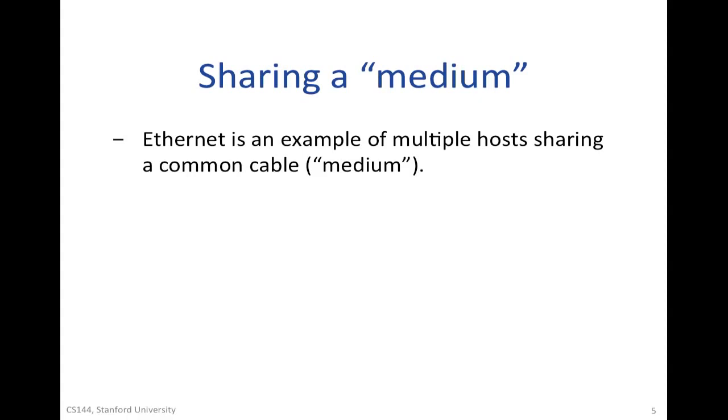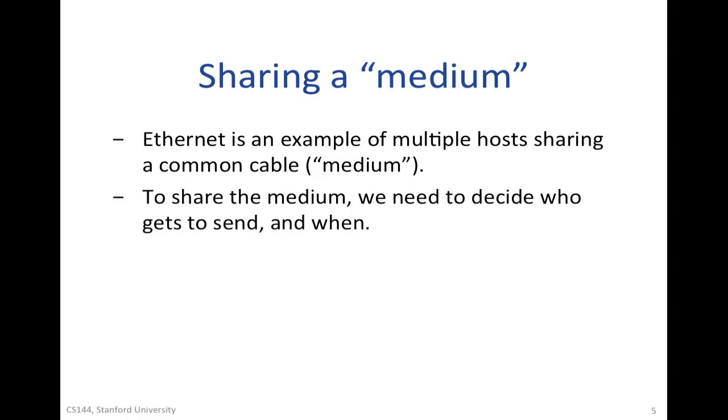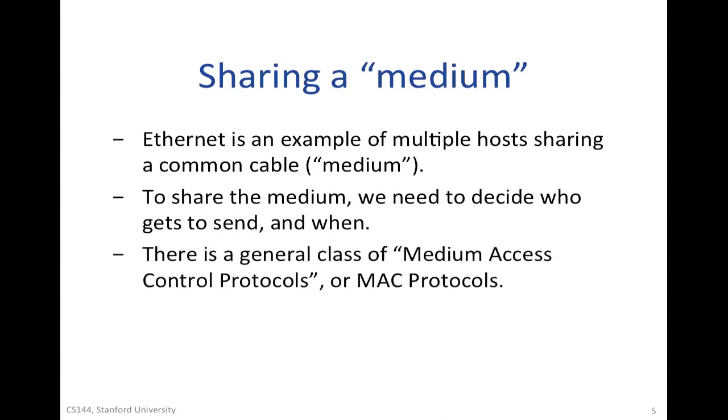So to share the medium, we need to decide who gets to send and when. Because if only one packet can be sent on the medium at a time, we need to decide when the medium becomes free, who is it that gets to use it next? Do they do it in round-robin order? Do they do it randomly, whoever gets to send first? What is the mechanism for doing so? And there's generally a class of what are called medium access control protocols, or MAC protocols. And these are the protocols or algorithms for determining who gets to send next.